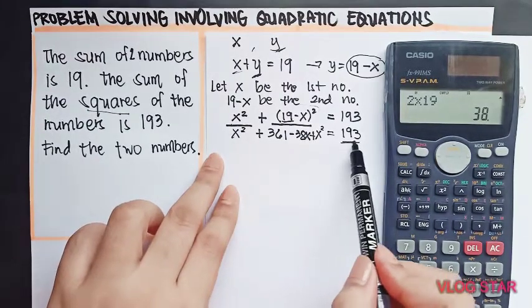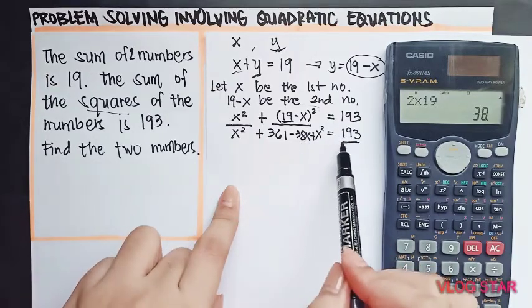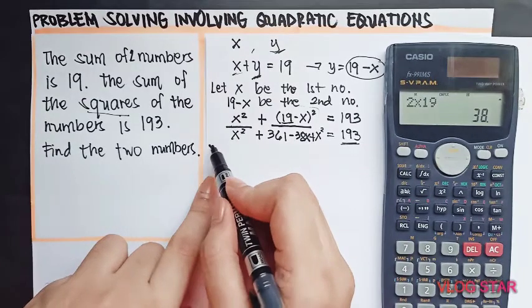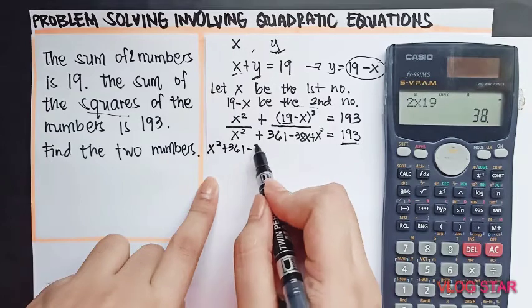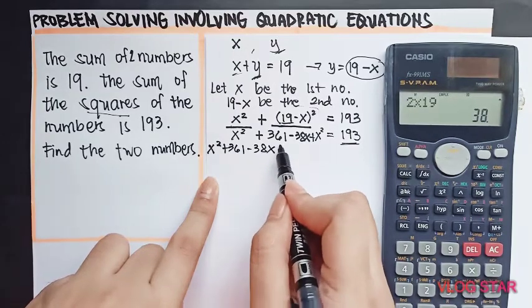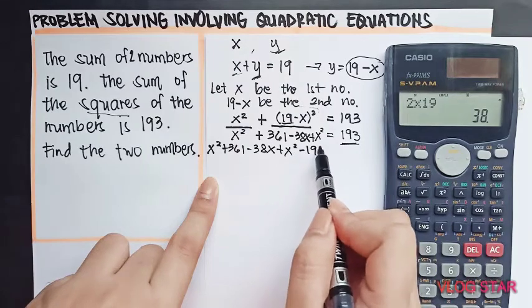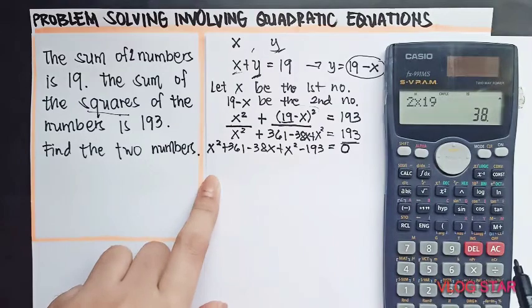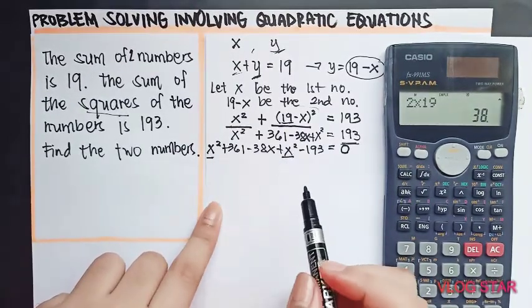Let's move this on the other side of the equal sign so that we can combine the terms similar to this. So we're gonna have here, let's copy first, x squared plus 361 minus 38x plus x squared. Move this one, so we're gonna have minus 193 equals 0. So let's combine like terms. x squared and x squared are like terms, combine them.